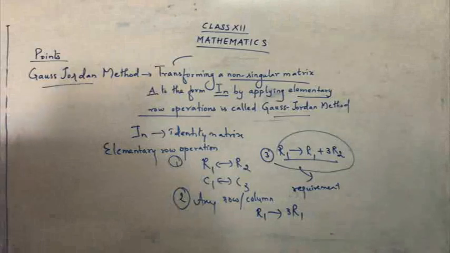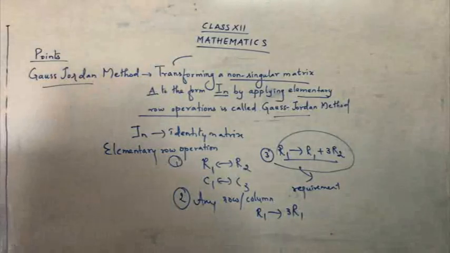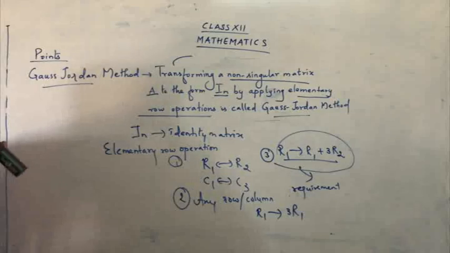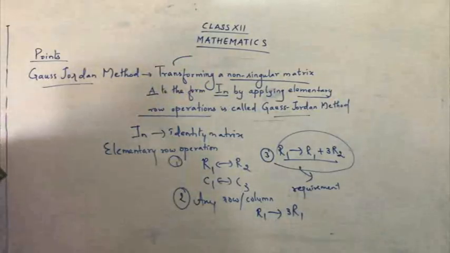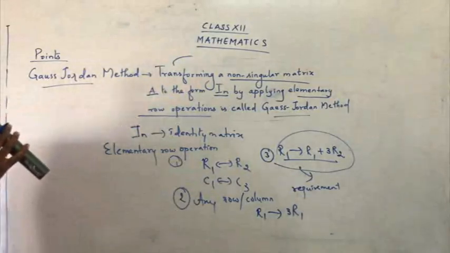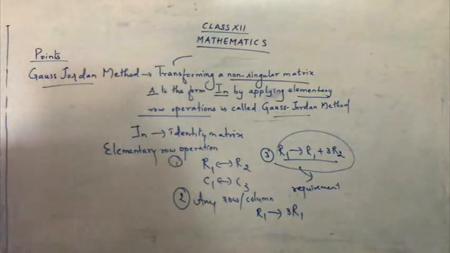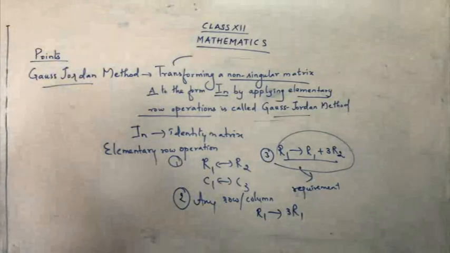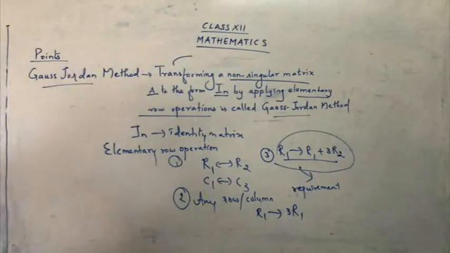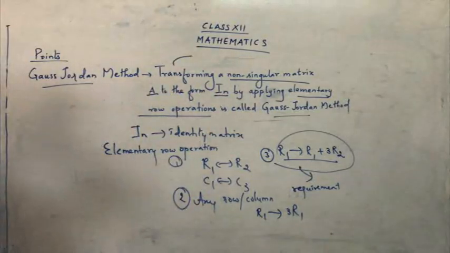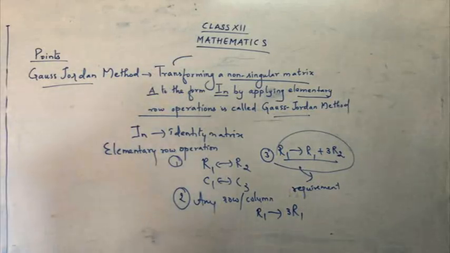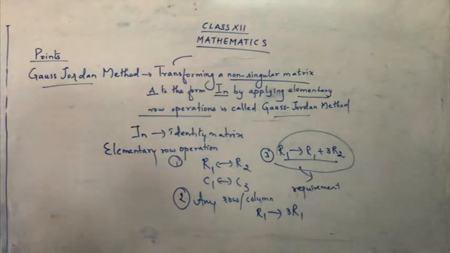Let's read the definition once again. Transforming a non-singular matrix A to the form In by applying elementary row operations is called the Gauss-Jordan method. Have you taken down the definition? Now let's start with our sum. Write down the question: find the inverse of each of the following by the Gauss-Jordan method. Take down the first sum: 2, minus 1, 5, minus 2.